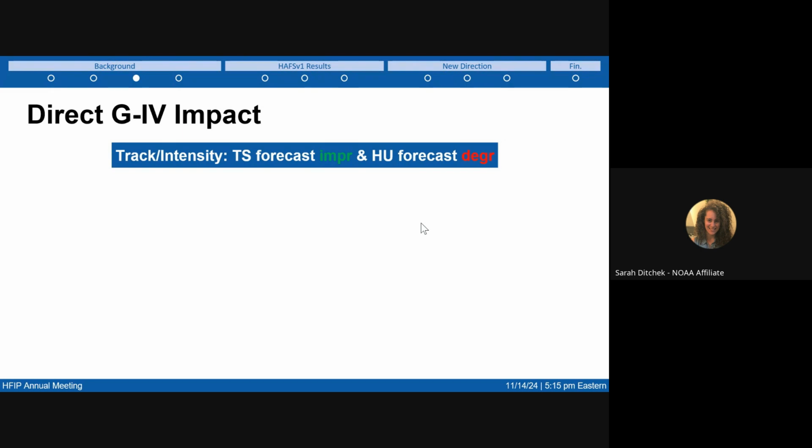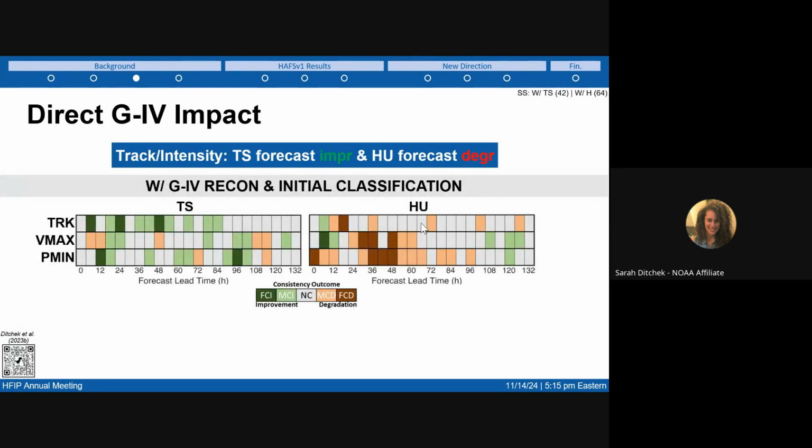So the main result found was that for track and intensity, G4 Recon generally improved tropical storm forecasts, but degraded hurricane forecasts. And you can see that here below. These are consistency scorecards for forecasts with G4 Recon stratified by initial classification. You have tropical storms on the left, hurricanes on the right. Your x-axis is your forecast lead time. The y-axis is the variable: track, Vmax, or Pmin. Green boxes indicate improvement, red boxes indicate degradation based on the consistency metric color bar below the graphics. And for more details, check out our WAF paper at the QR code on the slide.